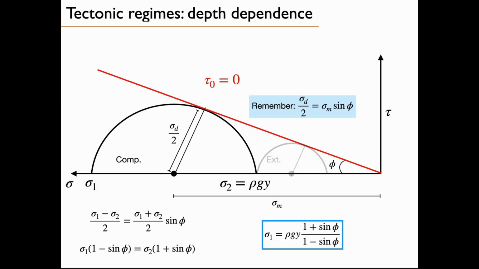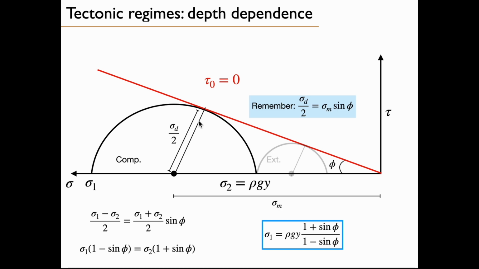Now, let's look at the depth dependence. So we have identified that stresses and pressure can be different in extension and compression. What is the effect of depth now? We draw the Mohr circle and the Byerlee line, this time assuming tau 0 equals 0. So again, we have a 0 intercept. The angle of internal friction is here. And we have a circle for compression. The center of the circle is here. The radius is there. And here is a right angle.